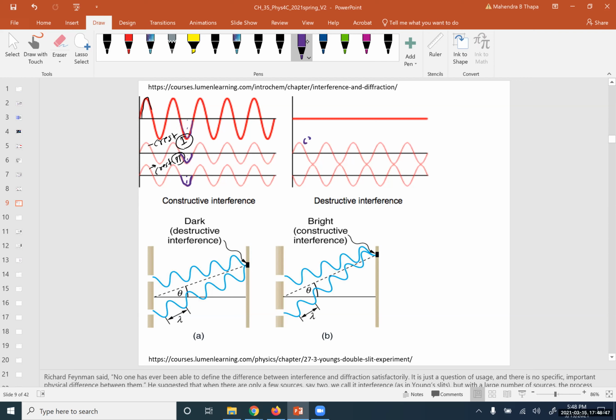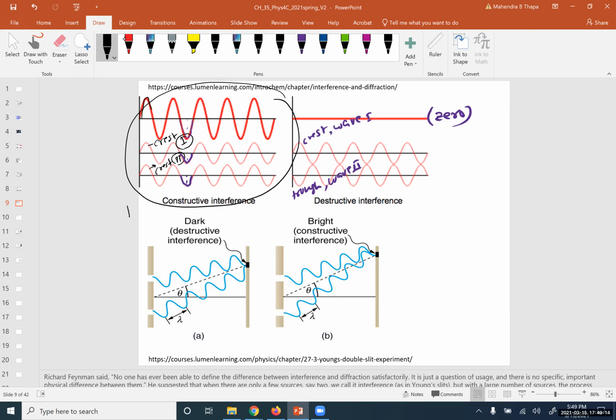But in this case, the crest and trough of the two different waves, this one for the first wave and this one for the second wave, happen at the same time. So the net intensity will be 0. Okay, so this is the position. In the first kind of situation, we get the bright spot or the bright fringe. In that kind of situation, we get the dark spot or the dark fringe.